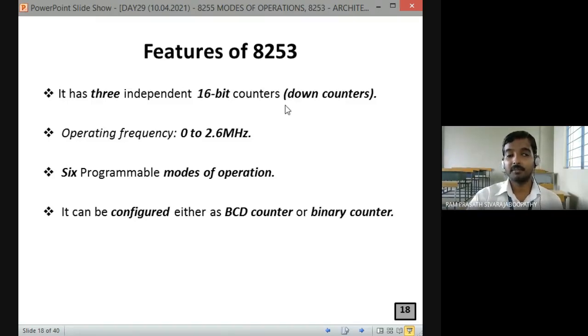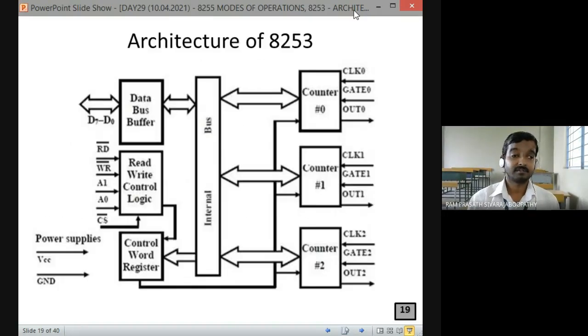So the names of the counters are counter 0, counter 1, counter 2. What about the names of the counters? Counter 0, counter 1, counter 2. You can see, like your 8255, here we are having three things. If you observe carefully, there are three counters here: counter 0, counter 1, counter 2. Correct? We are having three counters.